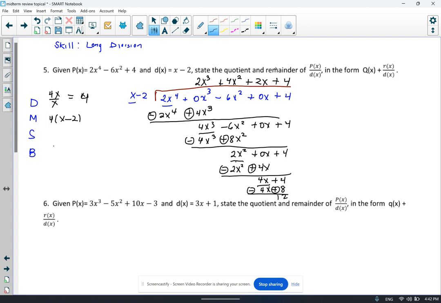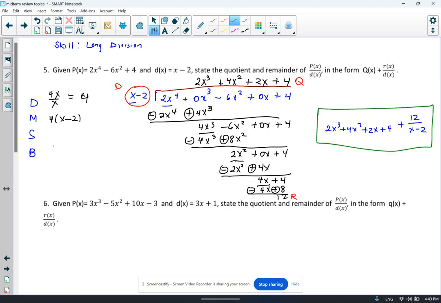Now they ask you to place it into a certain form, the quotient plus the remainder over the divisor. So this is my quotient right over here, my remainder is the 12, and this is my divisor. So your final answer should be the quotient 2x cubed plus 4x squared plus 2x plus 4 plus the remainder of 12 over the divisor of x minus 2. And that's the final answer.